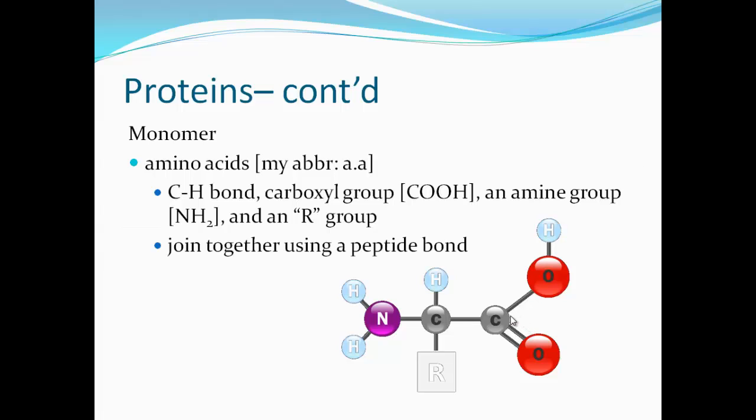They are joined together using a peptide bond. So when you join more than one amino acid, they're joined together using a peptide bond. Remember that over here you would have a nitrogen, a carbon, and a carbon. This bond right here is a peptide bond.